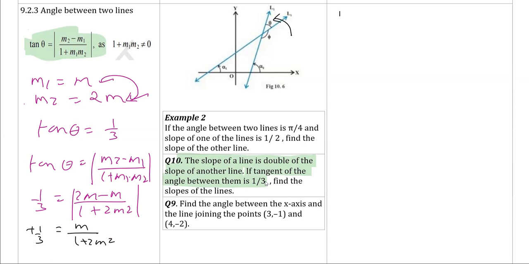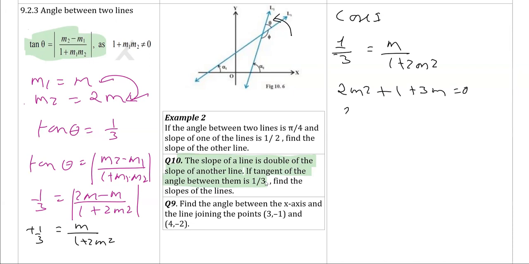Now, there are two cases here. I'm taking the first case, the first relation, as case 1. In case 1, this is positive 1 over 3 is equal to m over 1 plus 2m square. By cross multiplication, we'll get 2m square plus 1 plus 3m is equal to 0, and that is 2m square plus 3m plus 1 is equal to 0.